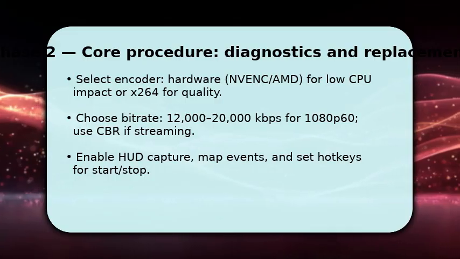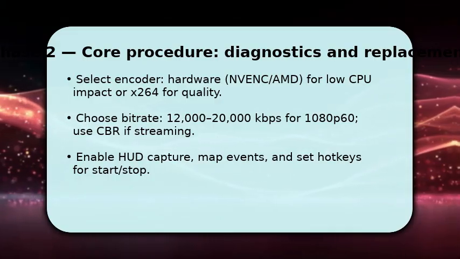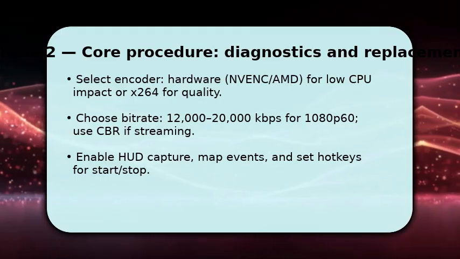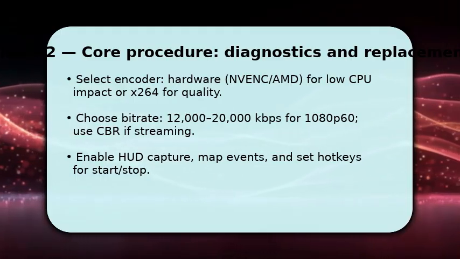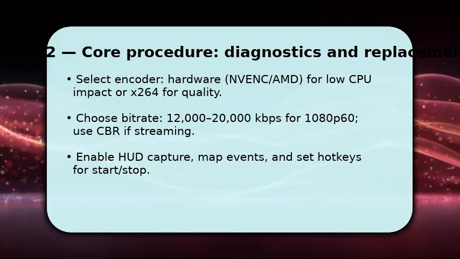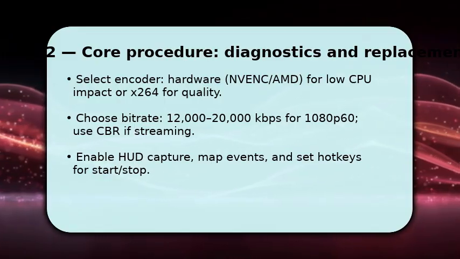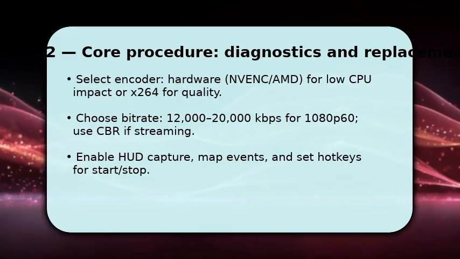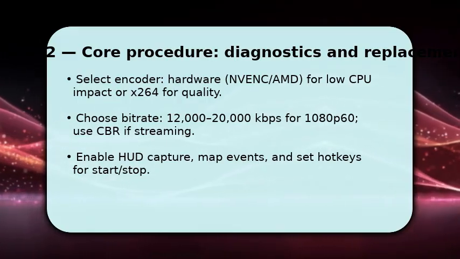You now configure the detailed recording settings to capture meaningful rounds. First, pick an encoder. Use NVENC or AMD hardware to keep CPU free while gaming, or X264 if you prioritize compression quality. Then set bitrate between 12,000 and 20,000 kbps for 1080p 60. Pick CBR if you will stream.